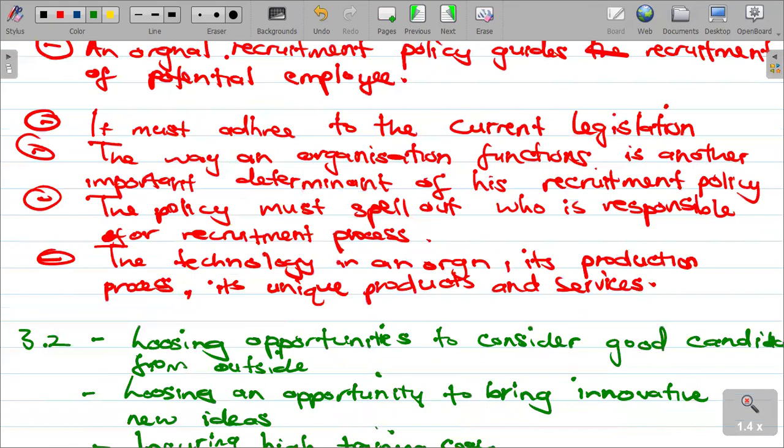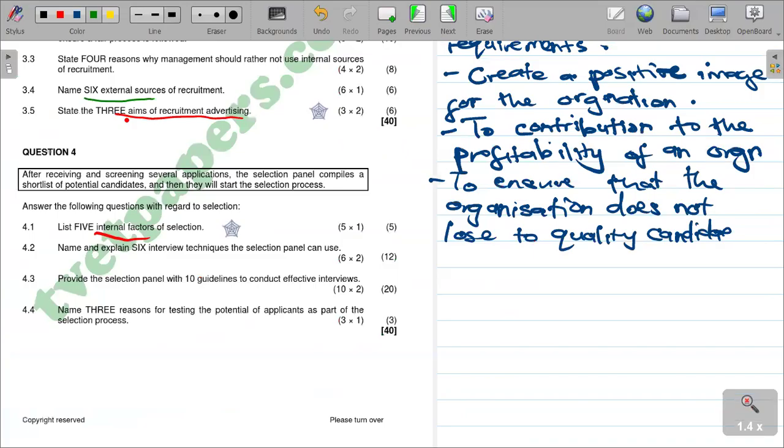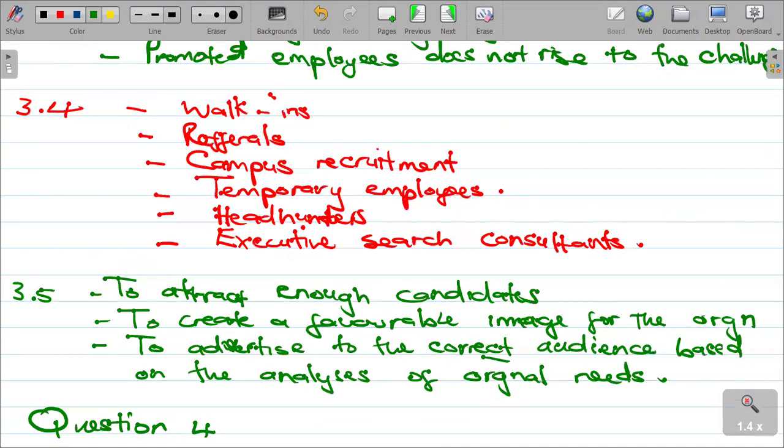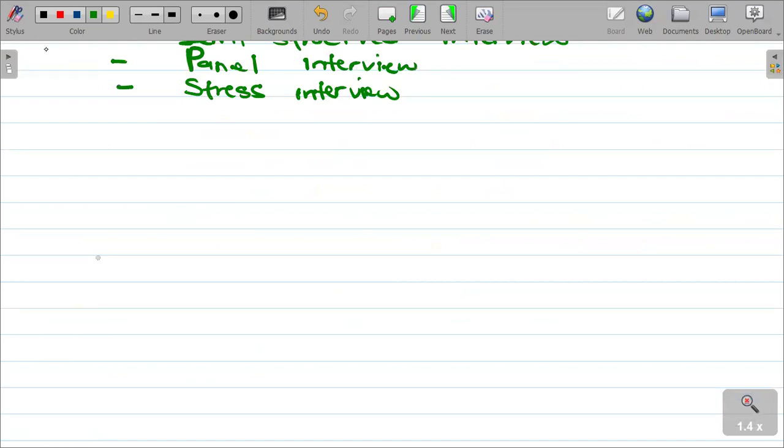Let's go to 4.3. Provide the selection panel with 10 guidelines to conduct effective interviews. So here we're going to list guidelines to conduct an interview, guidelines when conducting an interview.